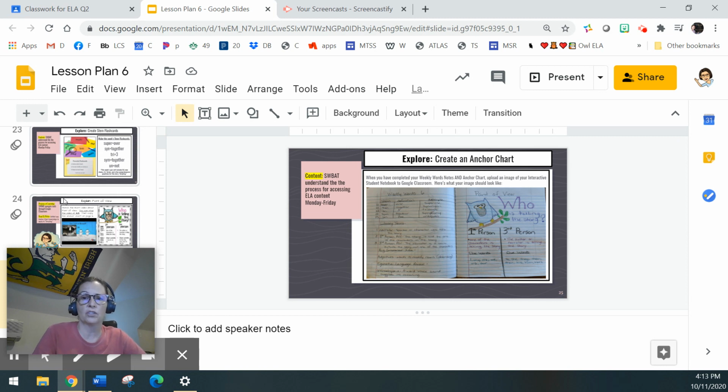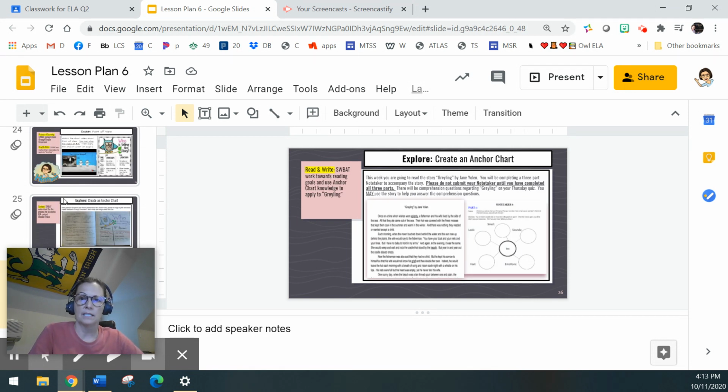This is what your notebook should look like, and you're going to send me a picture. That is one of your assignments for this week. As always, you can make that bigger to copy it if it makes it easier for you. And this week, we are going to be working on an anchor chart.